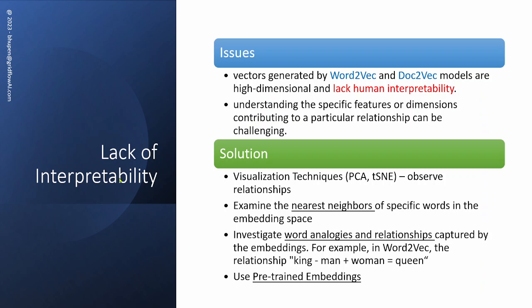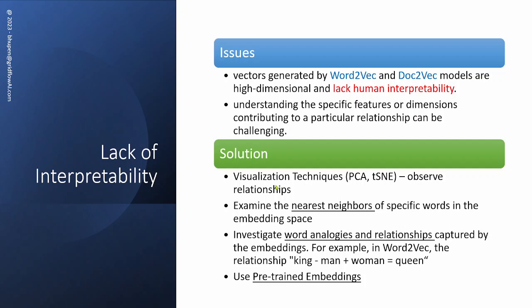Lack of interpretability. Now, this lack of interpretability is not exclusive to Word2Vec. It is for any kind of embedding that we are talking about in deep learning. So the vectors generated by Word2Vec or Document2Vec lack explainability. It's very hard to explain from the set of numbers as to what they mean.